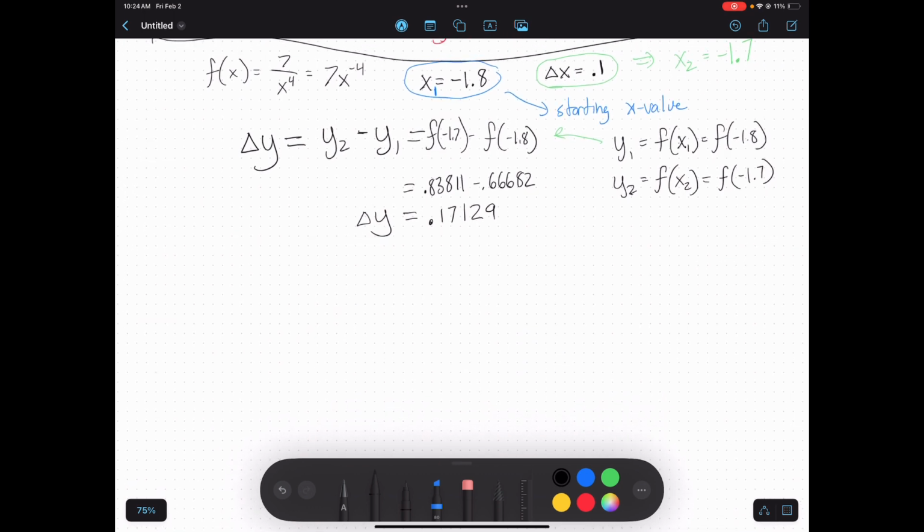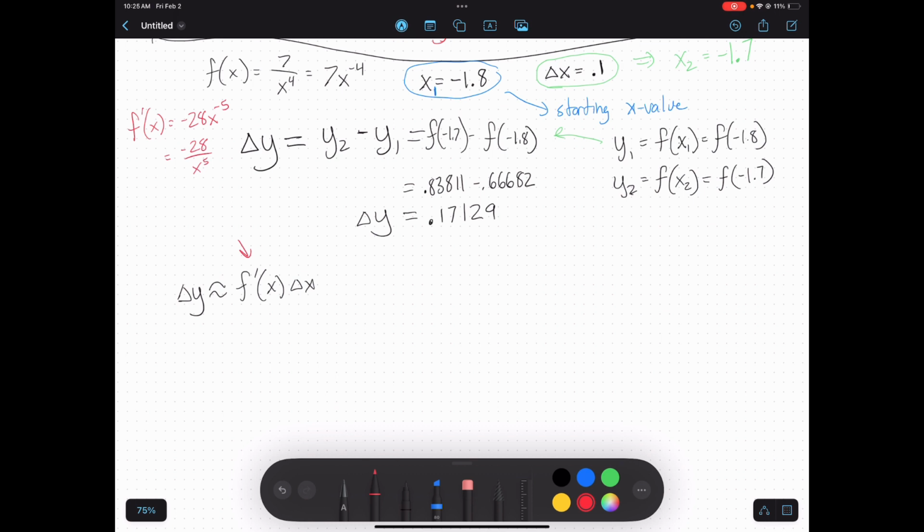But now it wants me to find f prime of x times delta x. Why? What does this do? Remember, this estimates delta y. Okay, well, if I want to do this, that means I need to know what the derivative is. So let's come back up here. My derivative, just using the power rule, I get negative 28x to the negative fifth, or negative 28 over x to the fifth. Right, so there's my derivative.